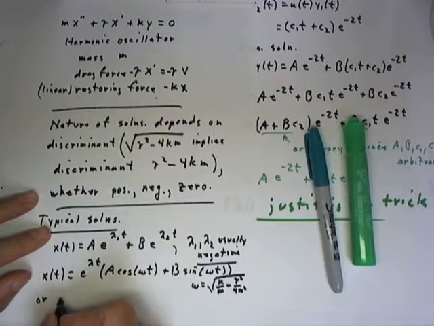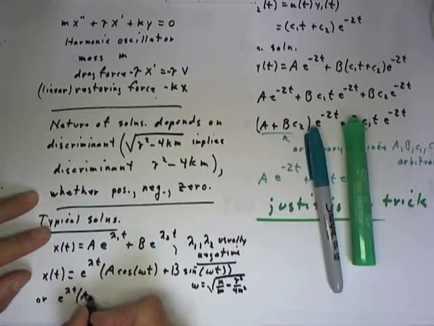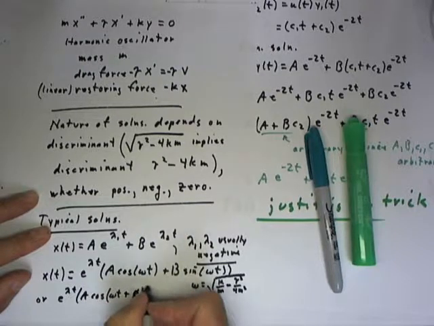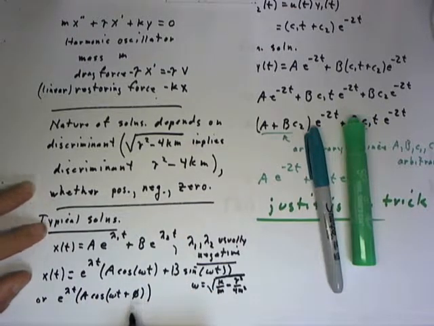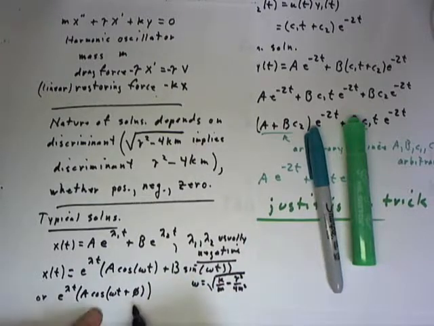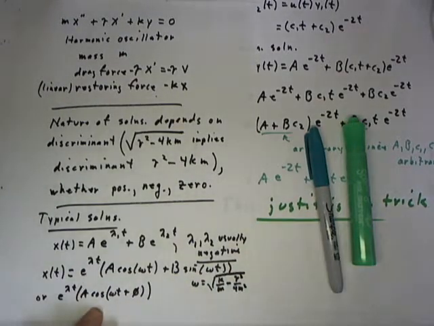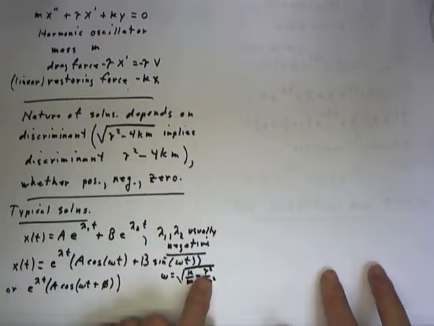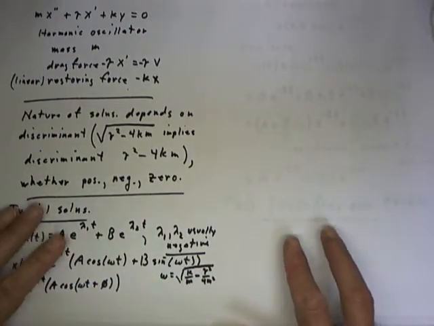And another alternative form for this would be e^(λt) times a cosine of the quantity ωt plus φ, where a and φ would be arbitrary constants as opposed to the arbitrary constants a and b here. And the φ depends on the relative magnitudes of a and b when you combine the cosine and the sine using basic trigonometric identities. In the case where γ equals 0, ω is just the square root of k over m.